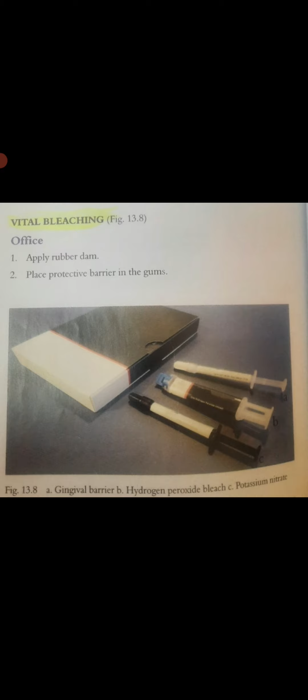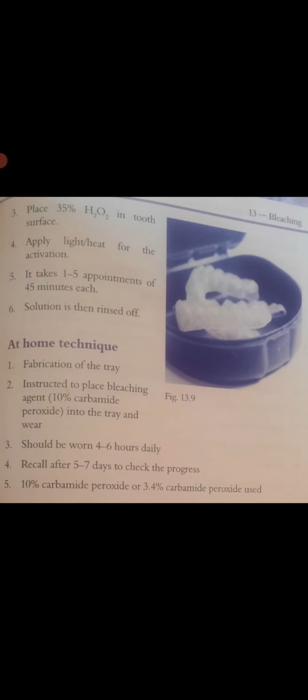Now come to the office and home bleaching techniques, and how we apply vital bleaching in office and at home. First, in office we apply a rubber dam, then place a protective barrier on the gums, then we place 35% hydrogen peroxide on the tooth surface, applying light or heat for activation.